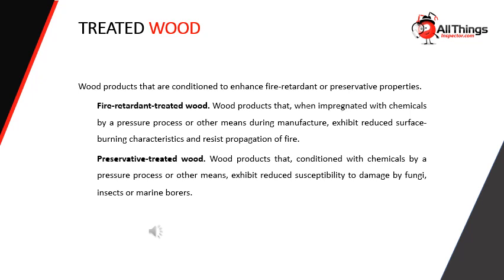Fire-retardant-treated wood: wood products that, when impregnated with chemicals by a pressure process or other means during manufacture, exhibit reduced surface-burning characteristics and resist propagation of fire. Preservative-treated wood: wood products that, conditioned with chemicals by a pressure process or other means, exhibit reduced susceptibility to damage by fungi, insects, or marine borers.